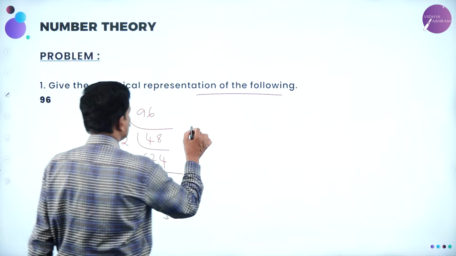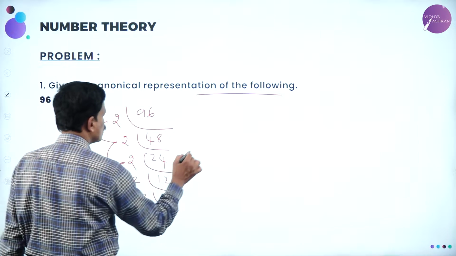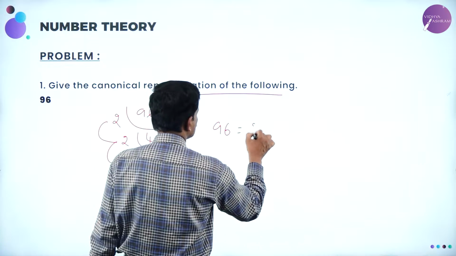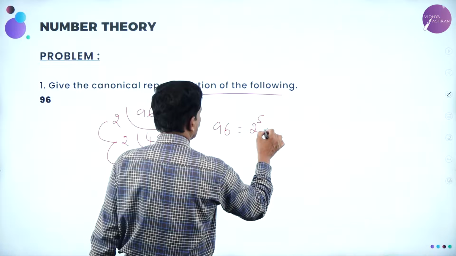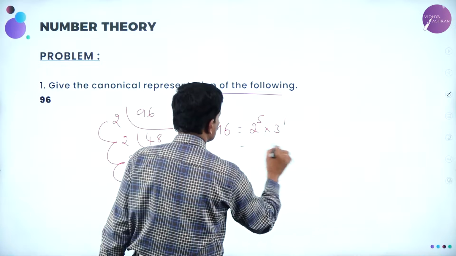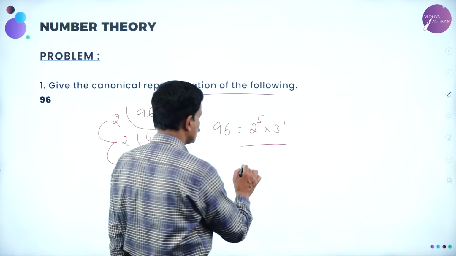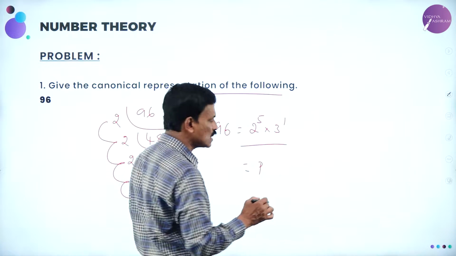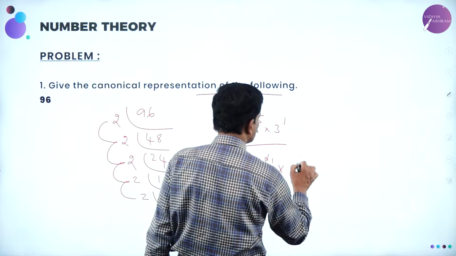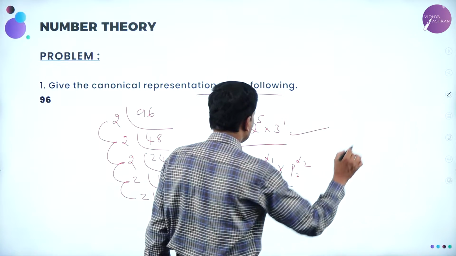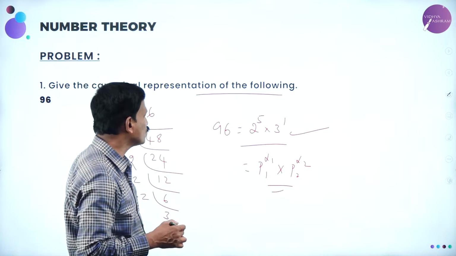So you can write this as 2 to the power of 1, 2, 3, 4, 5. So 96 can be written as 2 to the power of 5 into 3 power 1. So this is called the canonical representation of the number 96. This is of the form we studied in the previous class, P1 to the power of alpha 1 into P2 to the power of alpha 2. So the canonical representation of 96 is 2 to the power of 5 into 3 to the power of 1.